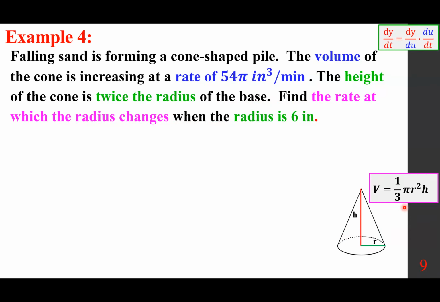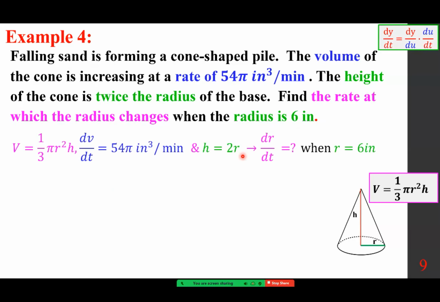We go back and reread the question. The volume of a cone is increasing at the rate of 54 pi cubic inches per minute. So this is the rate, that is dV dt. dV dt is this much. The height is twice the radius. H equals 2r. Find the rate at which the radius changes. Find dr dt. When? At the moment that r is 6 inches. So this is the translation of the entire question, everybody.